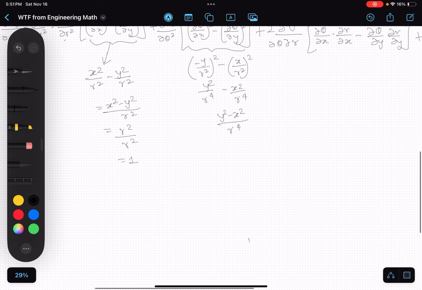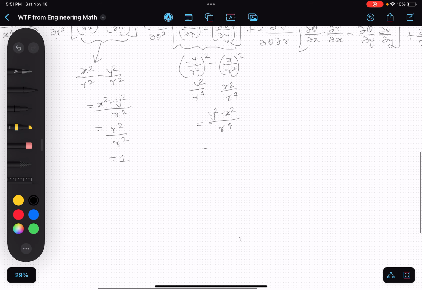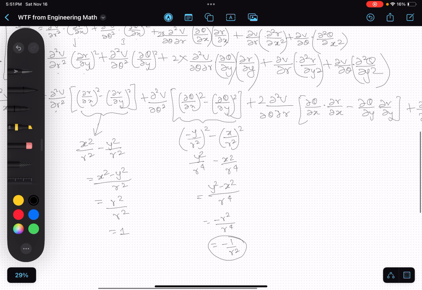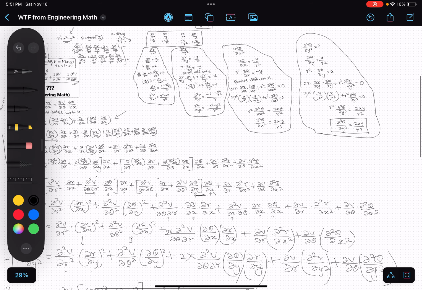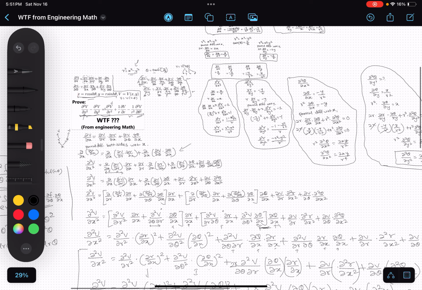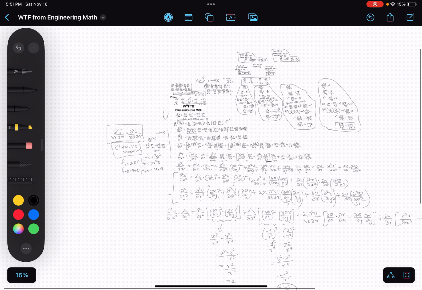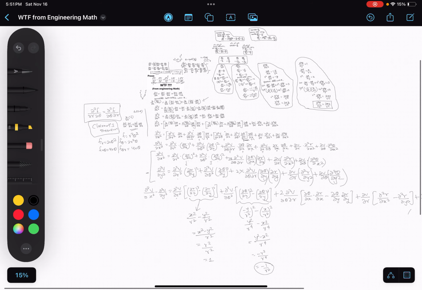So if we use that, this will just be minus r square by r to the power 4. So this will just be minus 1 by r square, right? So that means the coefficient of partial square v by partial theta square is minus 1 by r square. And that's exactly the thing over here. This gives intense satisfaction, right, guys? After all this work to see that the coefficient exactly matches, I cannot express how much happiness it gives.